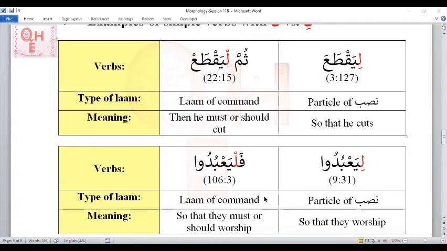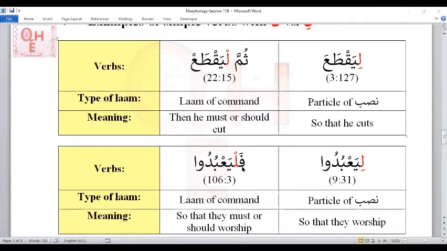Okay, now let's go over the detail. Obviously, the type of lam is lam of command for فَلْيَعْبُدُوا. And meaning, so what was the original verb? You can tell from the suffix there was a nun fatha originally, right? So originally it was ya'buduna, ya'buduna. So what is ya'buduna? Who's the doer? Third person plural male, they.